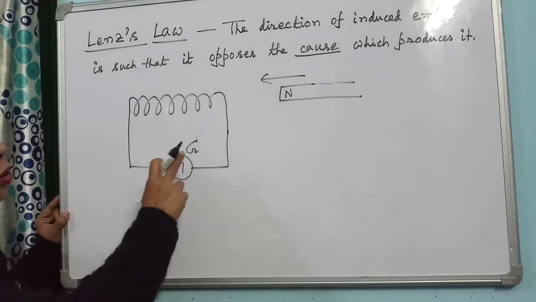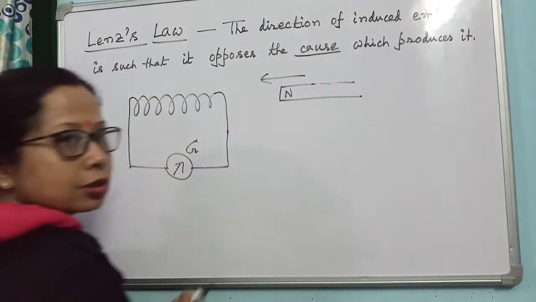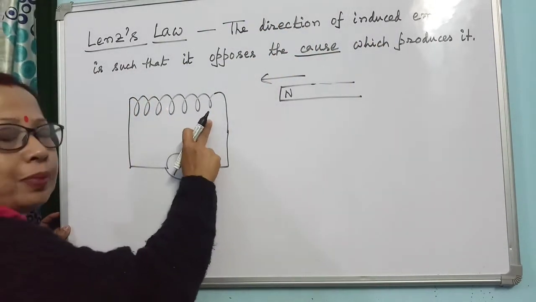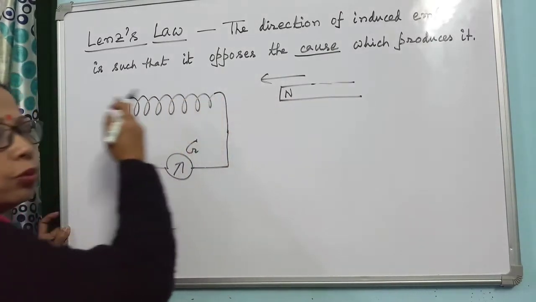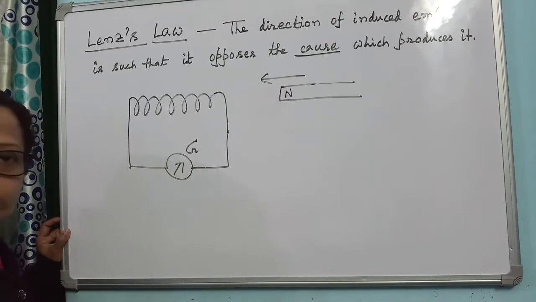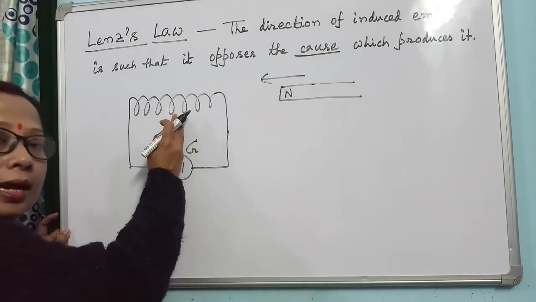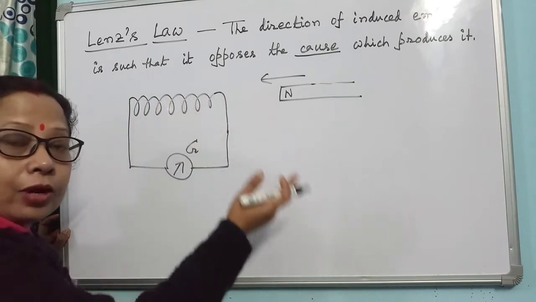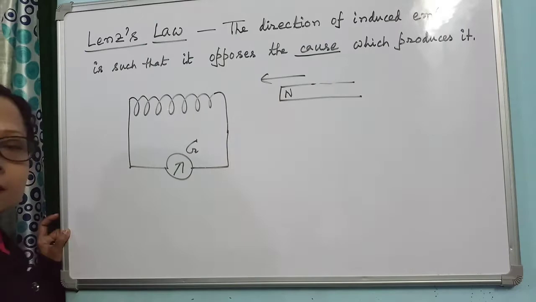Now, what do you have to do? The direction of the EMF should be such that it opposes the cause. Means what? The EMF should be such that it will not allow the north pole to come towards it. I repeat, what is the cause? The north pole coming towards the coil. What will the EMF try to do? It will not allow the north pole to come towards it.